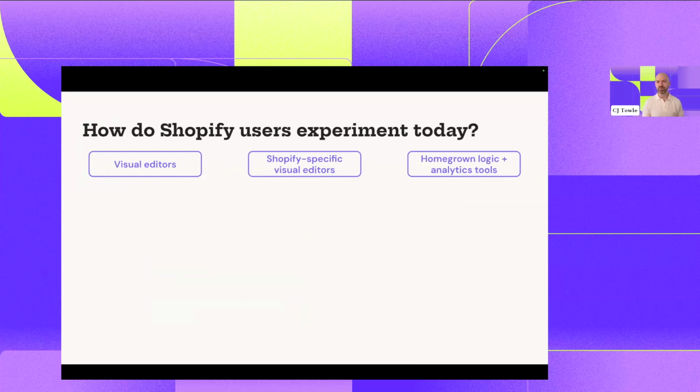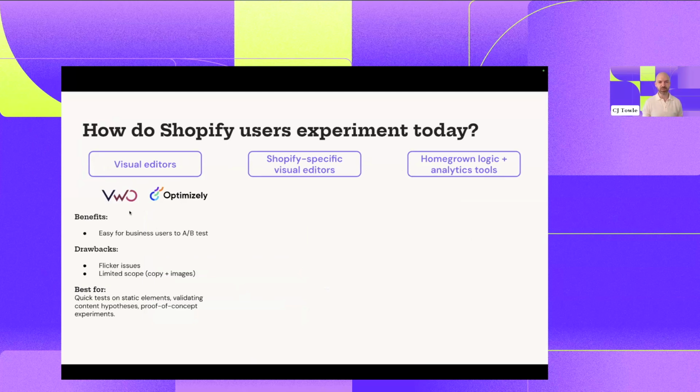And so let's talk about experimenting on Shopify today. There's a couple ways to do that. You've got visual editors like VWO and Optimizely. I think we're lucky enough to have someone from Optimizely on the call, so hopefully I'm doing your solution justice here. Basically, these are tools that allow business users, your product managers, your growth managers, your marketers to run A/B tests on a Shopify store or any website like that.